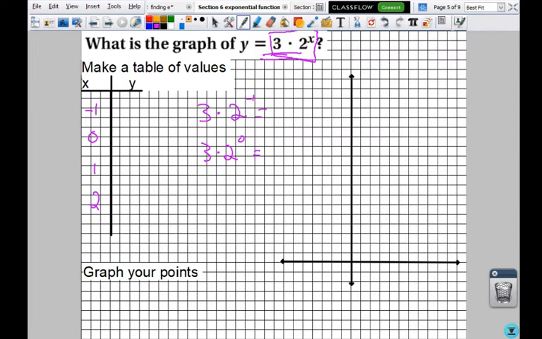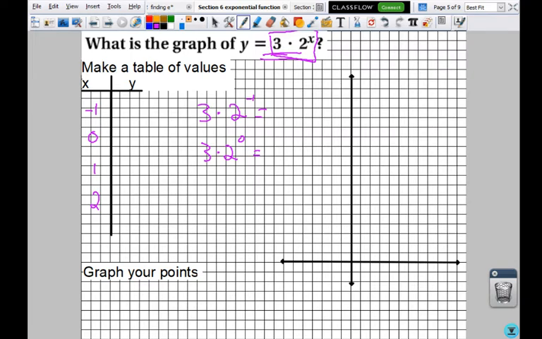This is my table right here. So I plug in -1 for x, and I get 1.5. I plug in 0, I get 3. Plug in 1, I get 6. I plug in 2, I get 12. And just for fun, just so you guys can see what it looks like when you plug in other numbers, if I plug in the number 5, I get 96.